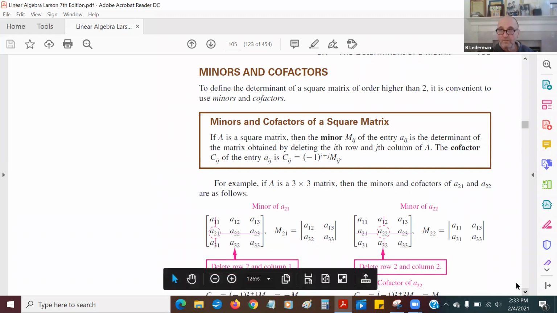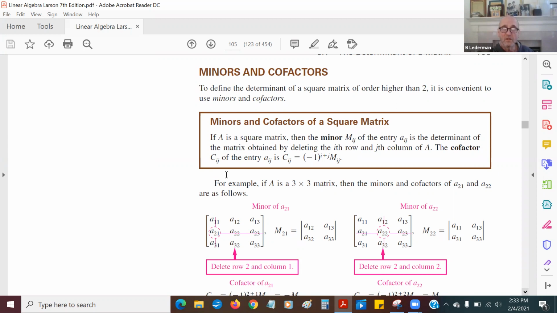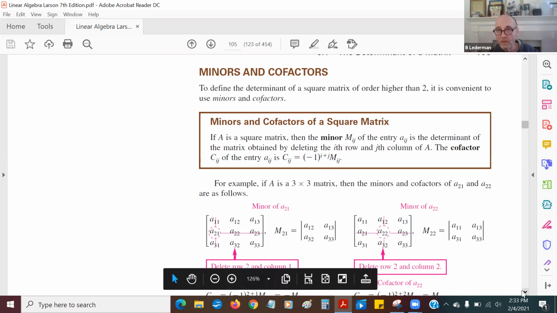Now, a cofactor is really kind of the same thing as a minor, only it has a plus or minus one attached to it. So the cofactor Cij of the entry Aij is Cij equals -1 to the i plus j power times Mij. So basically, the cofactor and the minor are kind of the same thing. It's just that -1 to the i plus j power sometimes will be +1, sometimes will be -1, depending on what i and j are.